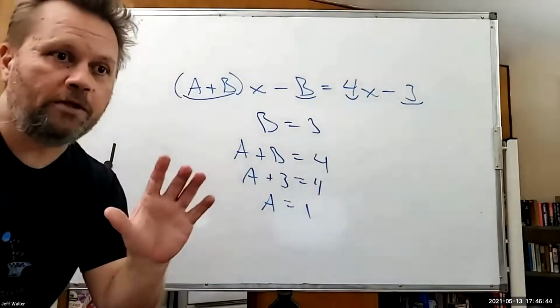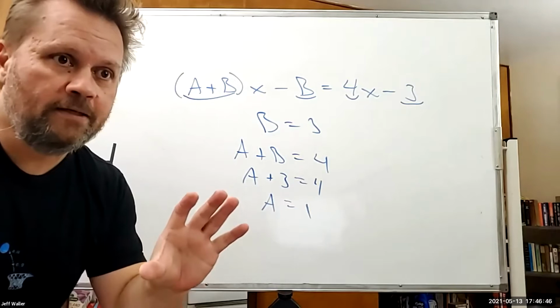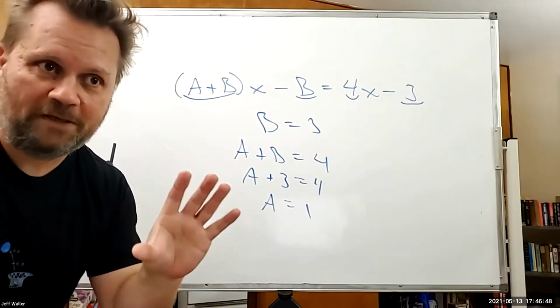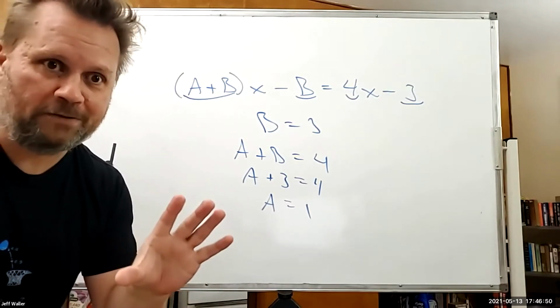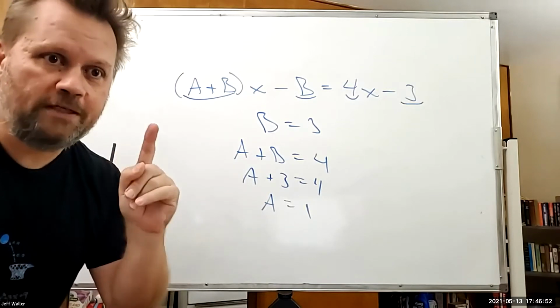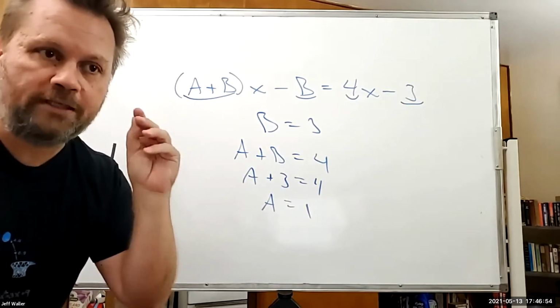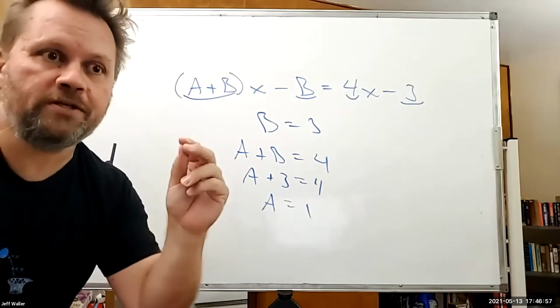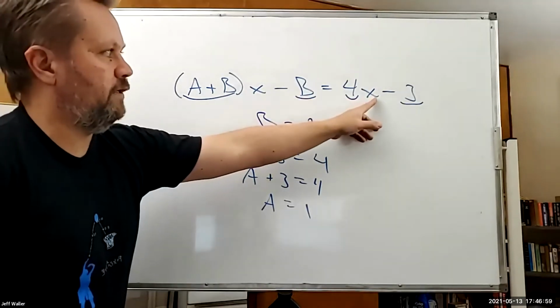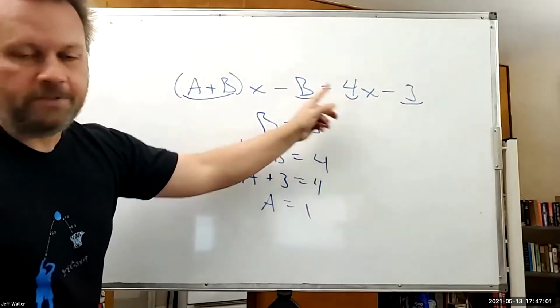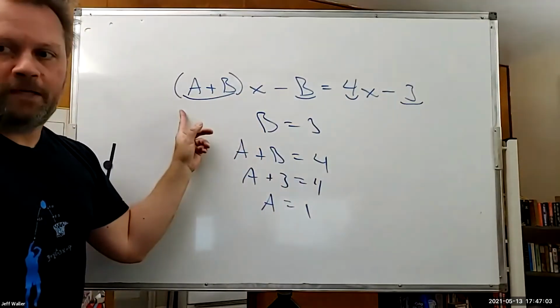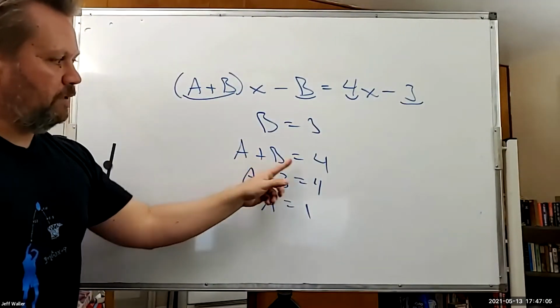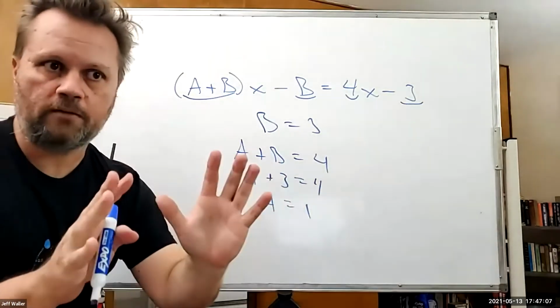All right, so that's a weird little sidetrack, isn't it? But somehow that relates to what we're about to do. This procedure we just used is called equating coefficients. Of course it is. What's the coefficient of x here? 4. What's the coefficient of x here? a plus b. Therefore, a plus b must be 4. Okay.